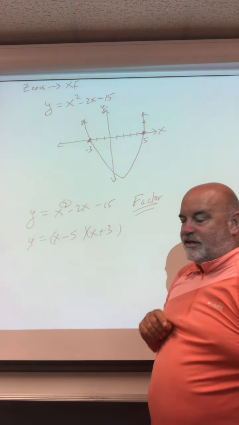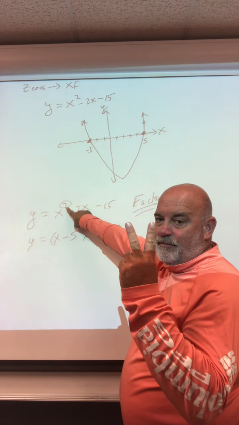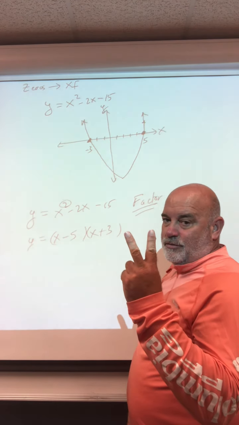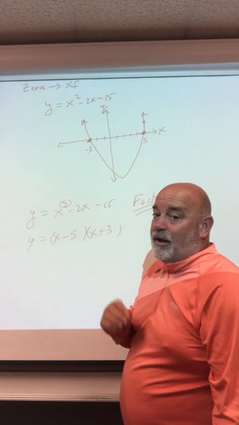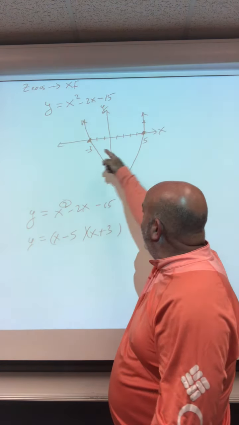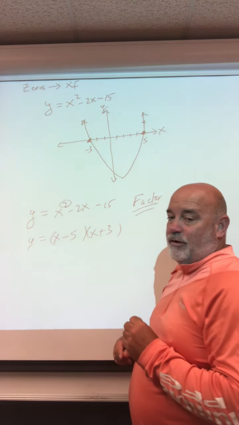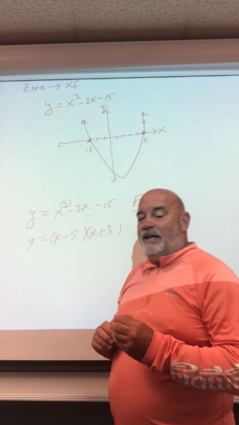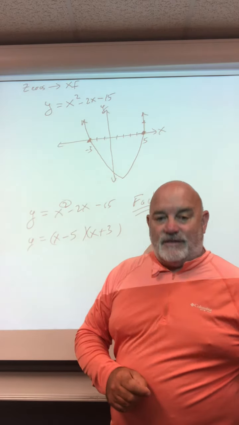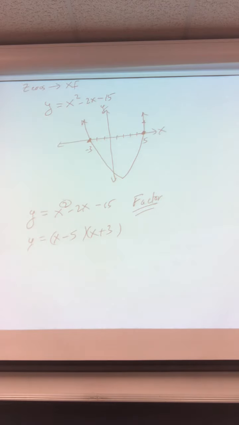This is what I'm wanting you to see. What degree is this? Second degree. How many linear factors did it have? 2. How many zeros did it have? 2. How many times did it cross the x-axis? 2. Now this is the main thing I'm wanting you to see. Is there a connection between the linear factors and the zeros? And the answer to that is yes. Here is why.